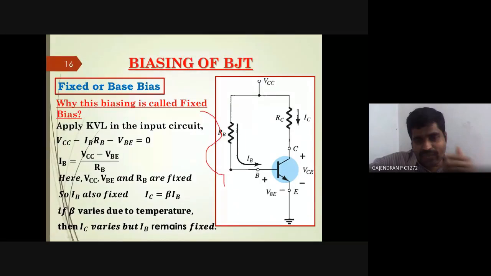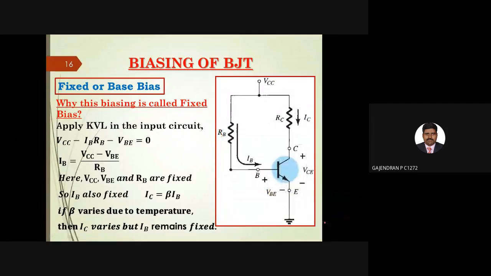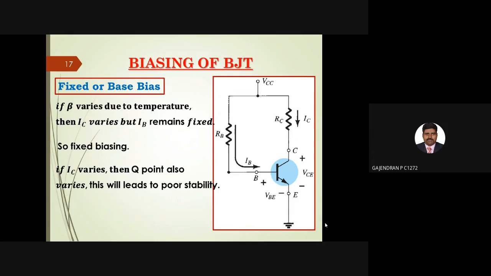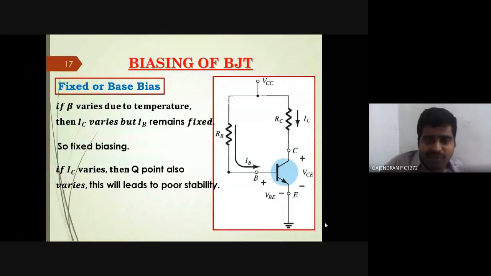Why is it called a fixed biasing? Yes. The next thing related to this is, if I vary these things, the base current never changes. So it is called a fixed bias. And also one more thing, if IC varies, the Q point also varies. So this change in Q point will make the stability poor. Okay. Therefore, we are not going to encourage this fixed biasing circuit. We are going to the new circuit, called what?